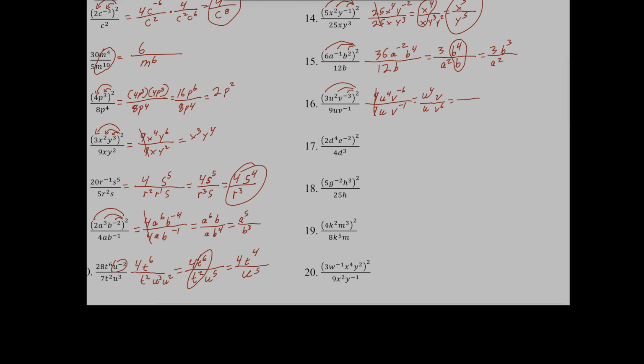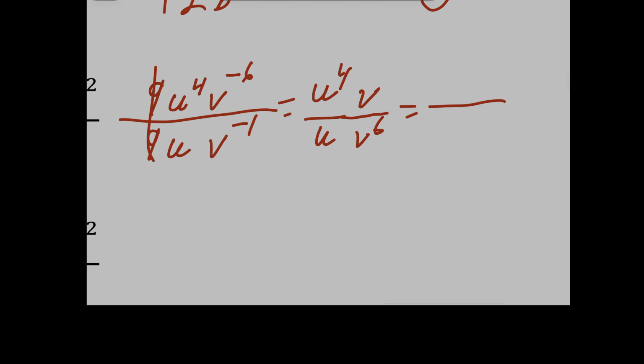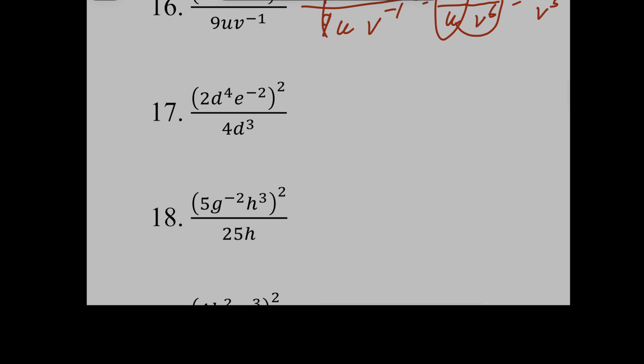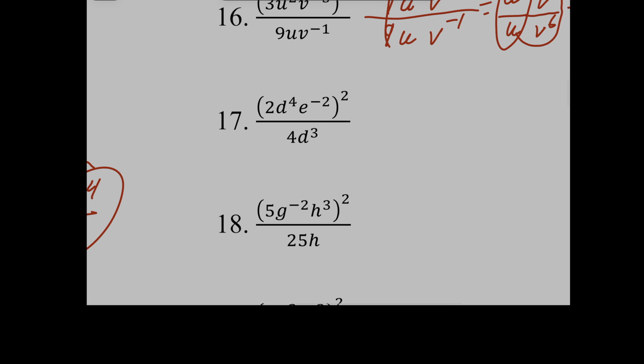I got to move my thumb. There we go. Here we go. I'm going to subtract my u's, which is going to give me a u to the 3 on top. And now I have to subtract my v's. There's more on the bottom, so I'm going to go v to the 5th on the bottom. Okay? Let's keep going. I got 4 more here to go.